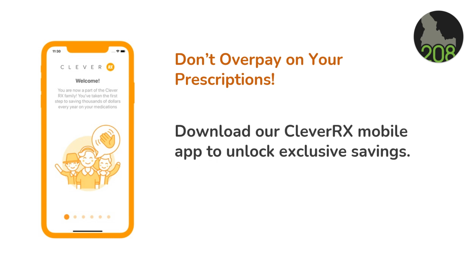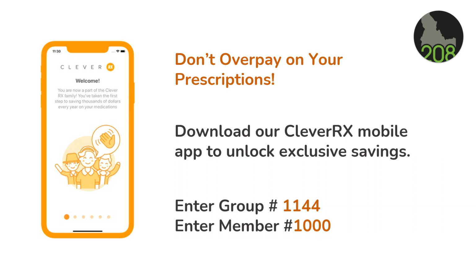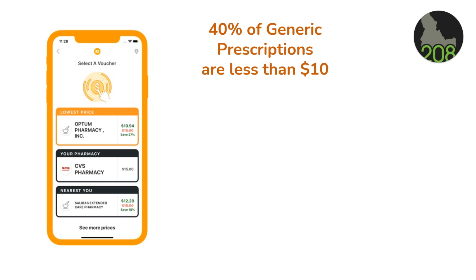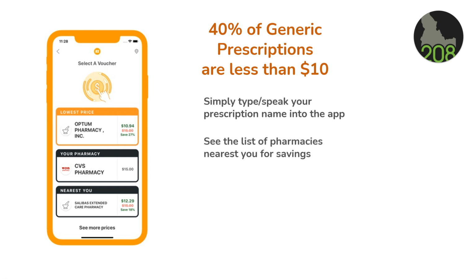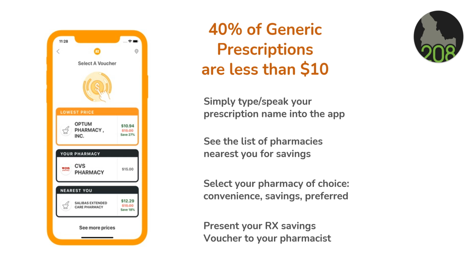Download the CleverRx mobile app to unlock the exclusive savings. Enter the group and ID number here, and that will unlock those savings for you. Once you have the app downloaded, you simply type or speak into the app the name of the prescription you've been prescribed, see the list of pharmacies, select the pharmacy for your convenience, and present that voucher to your pharmacist at the time you check in to get that prescription.